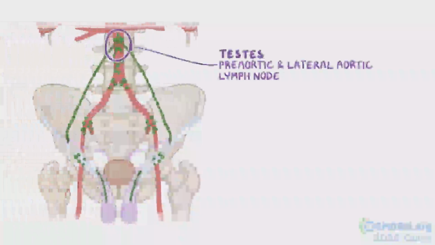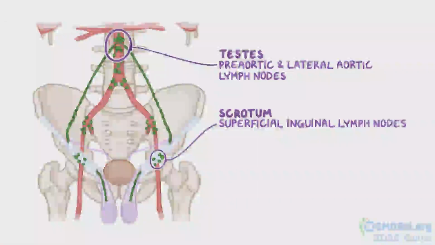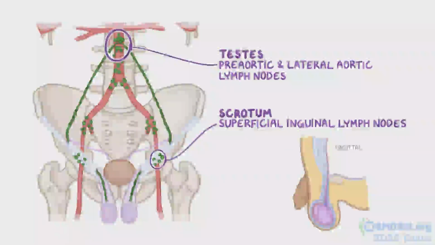The lymphatic drainage of the testes is to the pre-aortic and lateral aortic lymph nodes. In contrast, the scrotum's lymphatic drainage is to the nearby superficial inguinal lymph nodes. Remember, the testes develop in the abdomen and eventually descend, so it makes sense their lymphatic drainage is to lymph nodes in the abdomen, not to the inguinal lymph nodes.